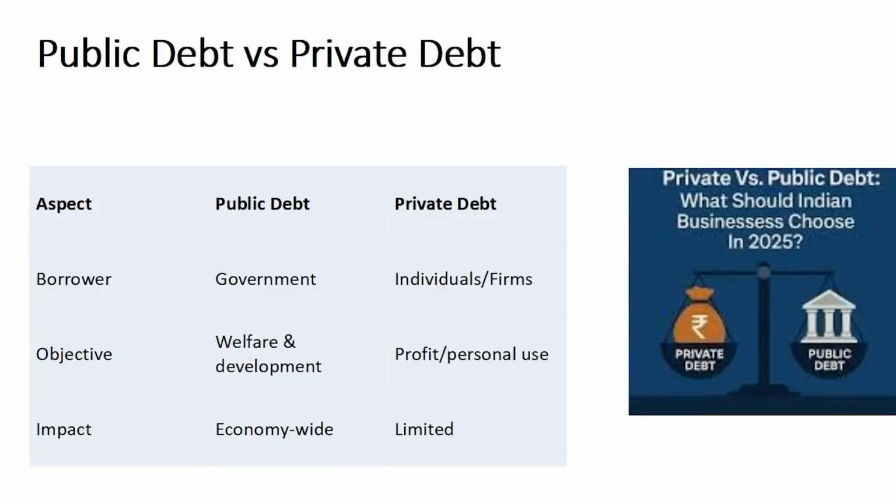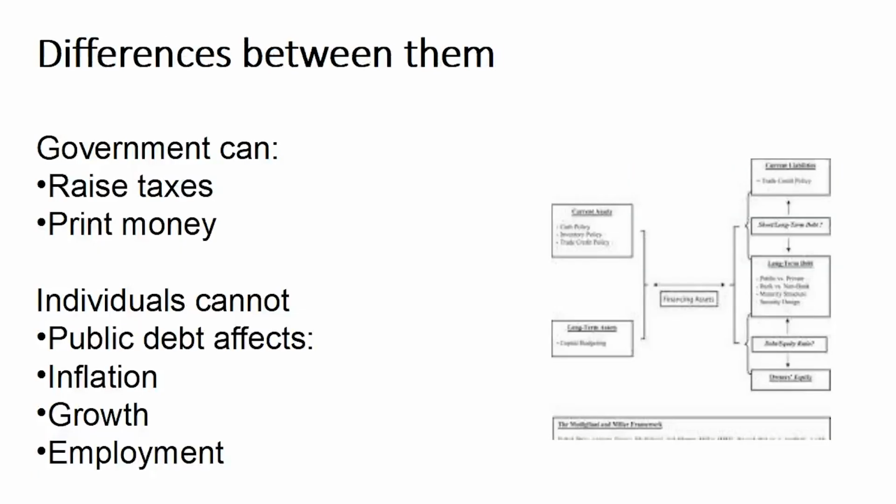Now compare both. Government borrows public debt, individuals borrow private debt. But the purpose is different. Government borrows for public welfare, we borrow for personal needs. That's the key difference. Here's something very interesting. If you take a loan, you repay from your salary. But when government takes a loan, it repays using taxes collected from people. So indirectly, we are all contributing to public debt repayment. Now think, you are paying tax on petrol, GST. That money is also used to repay government loans.